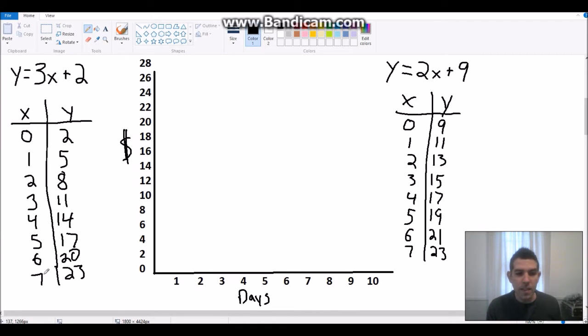So at the 7th day, Bert has $23. And on the 7th day, Ernie has $23. So there is your solution. Our x and y is the same on the 7th day at $23. So this would be at 7 and 23.